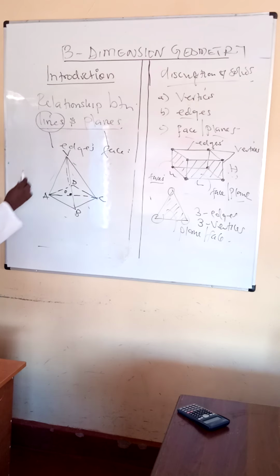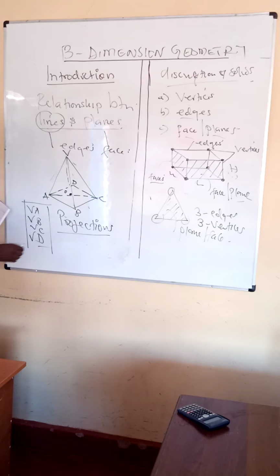So, the relationship. We have lines or edges VA, VB, VC, VD. These are lines, the edges. Now, first of all, we want to see what we say are projections.